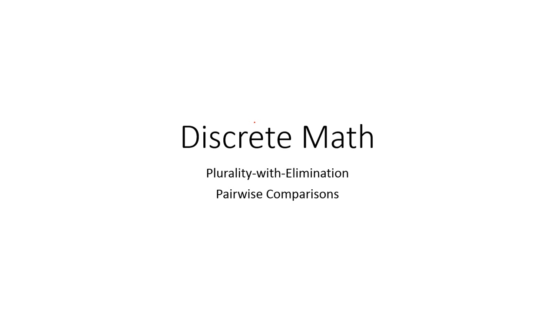Alright, so what we're going to look at in this video is the last two different ways of counting votes: plurality with elimination and pairwise comparison. Remember, previously we've talked about plurality, which is just whoever gets the most first place votes wins, and we talked about the Borda count, where first place gets a certain number of points, second place gets a certain number of points, third place, and so on and so forth. And then you add up whoever has the most. So we're going to look at the last two.